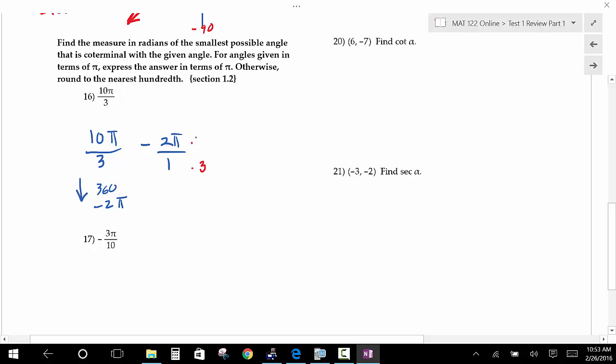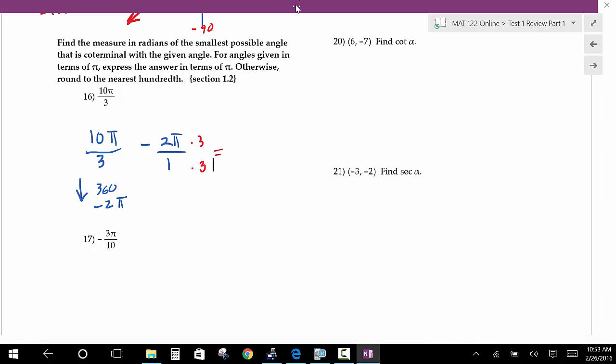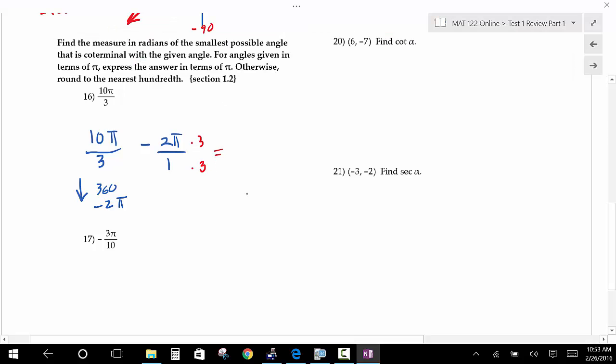So I'm going to multiply the top and bottom by 3 over 3. And when I do that, then I'm ready to get the answer. So it's pretty simple arithmetic. You'd have 10 pi over 3 minus 6 pi over 3. So the solution of that problem would then be 4 pi over 3. Okay, and that's as small as you can get.